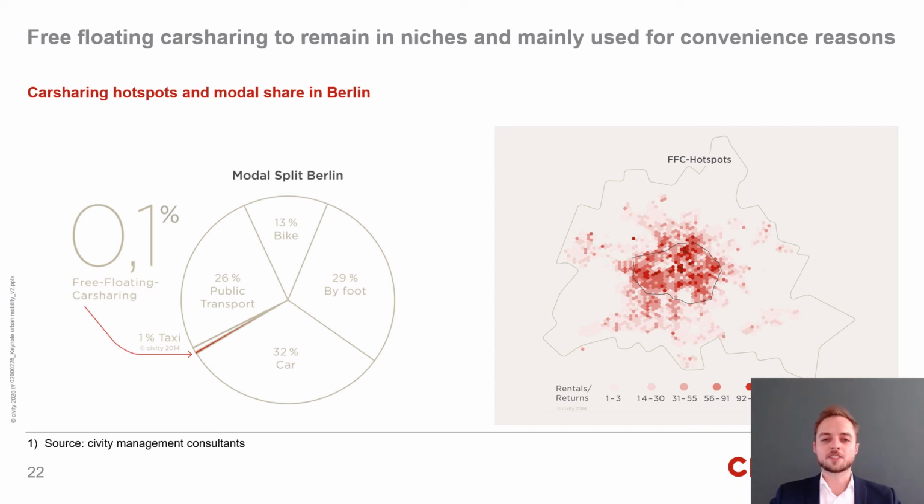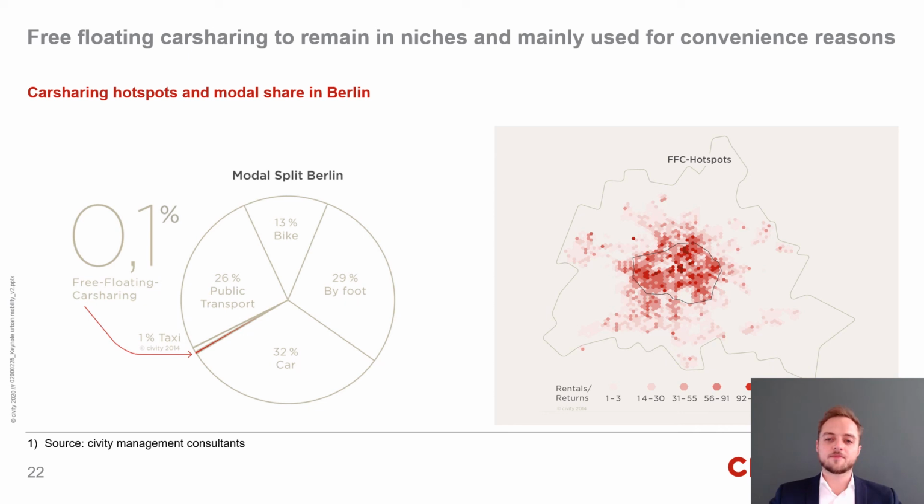At first glance, you can see that the share of car sharing trips compared to overall traffic in Berlin is very low. It's less than 1%. It's 0.1%. So in terms of how influential it is compared to the overall traffic, it's really just a niche, or at least was a niche when we collected this data.